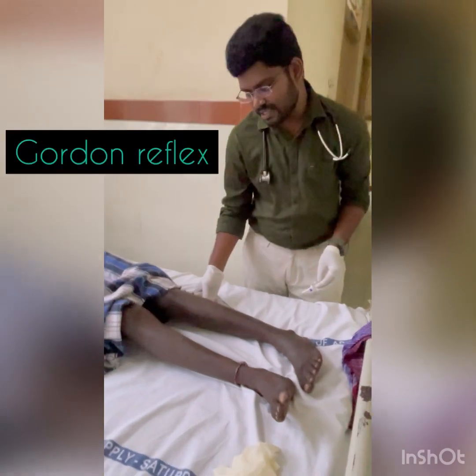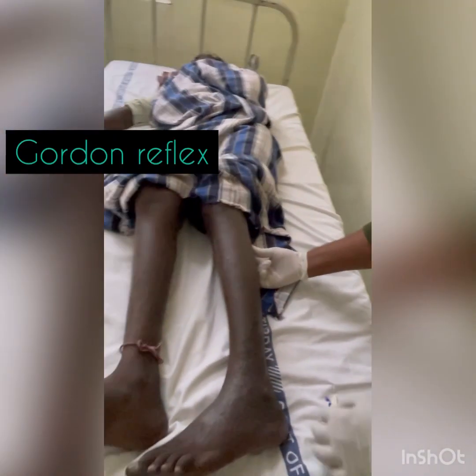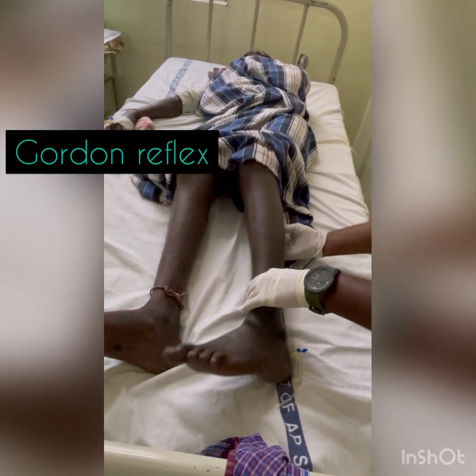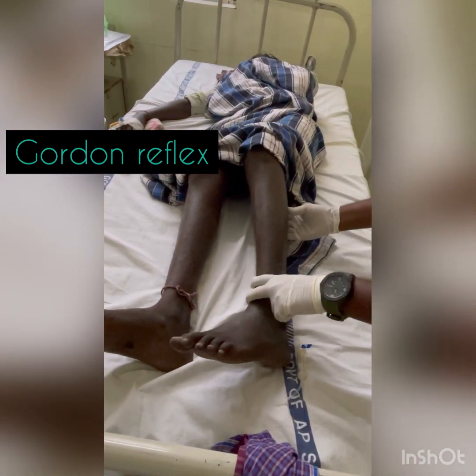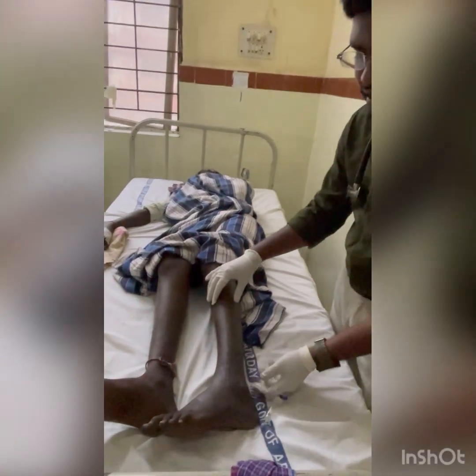Now I will demonstrate Gordon reflex. Gordon reflex is squeezing the calf muscle. I have to gently squeeze the calf muscles. Here you can see extensor response on squeezing the calf muscles. This is Gordon reflex.